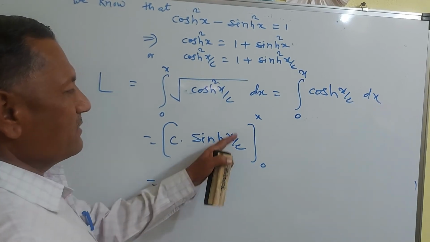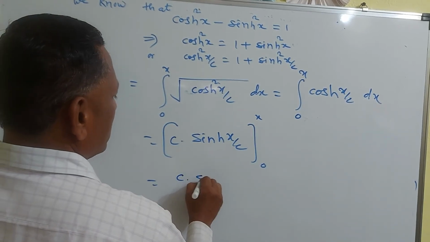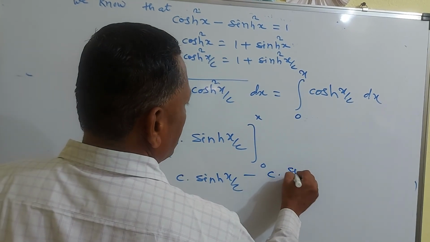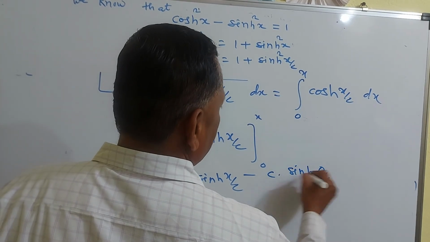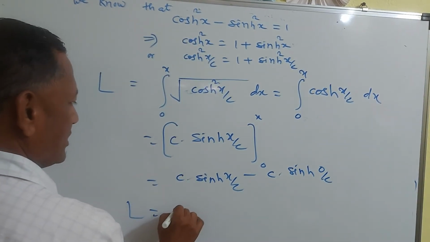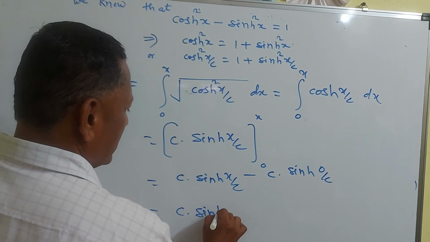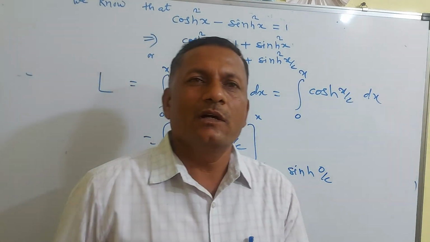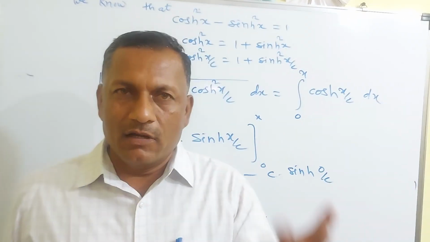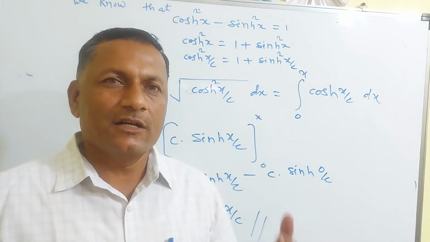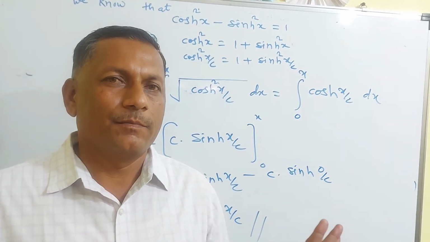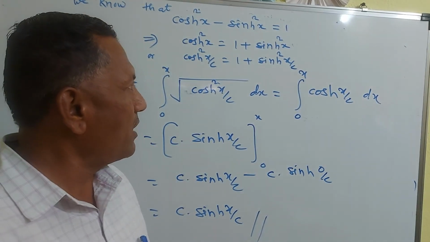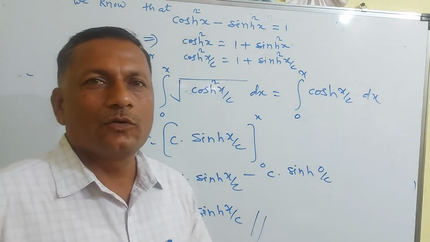Therefore, you replace x by x as it is: c into sin h of x upon c minus c into sin h of 0 upon c. This is 0. Therefore, our required arc length is equal to c into sin h of x upon c. So, in this way, you find the arc length of a given curve, whether the curve is a parametric curve or a Cartesian curve, y is equal to f of x or x is equal to g of y, or a polar curve, any curve. So, we stop here. Thank you.